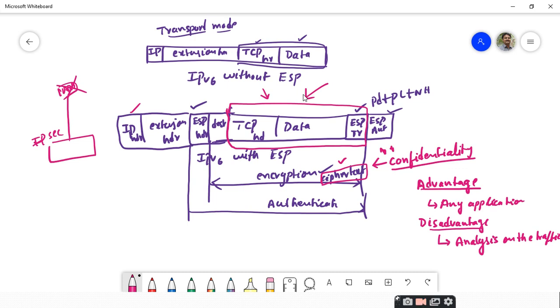Once we have clarity on this transport mode, let us move our discussion to the tunnel mode. The disadvantage of the transport mode is that it is prone to traffic analysis. By traffic analysis, the attacker may have some idea of what type of data is being transmitted. In order to avoid this traffic analysis, you go for something more secure, which is called the tunnel mode. The tunnel mode does not allow traffic analysis to happen. This is a very important point.